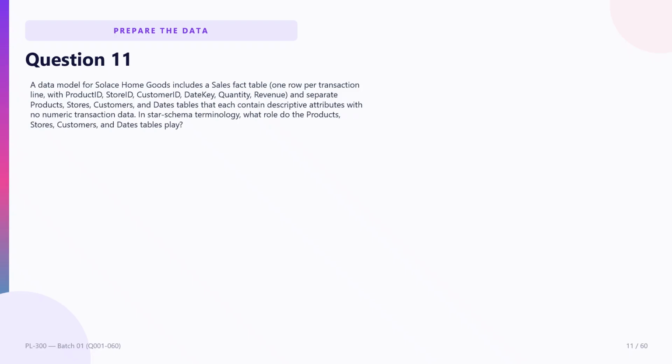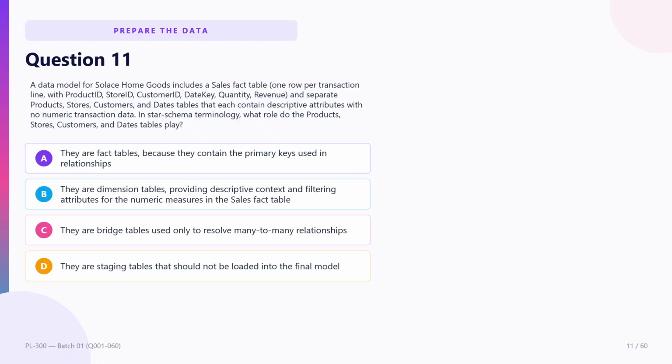Prepare the data. A data model for Solace Home Goods includes a sales fact table, one row per transaction line, with product ID, store ID, customer ID, date key, quantity, revenue, and separate products, stores, customers, and dates tables that each contain descriptive attributes with no numeric transaction data. In star schema terminology, what role do the products, stores, customers, and dates tables play?